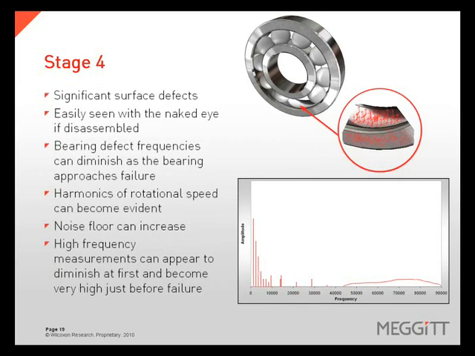In stage 4 of bearing failure, the surface defects are now significant and can easily be seen if disassembled. In this stage, bearing defect frequencies can diminish as the bearing approaches failure. Harmonics of rotational speed can become evident and the noise floor will increase. High frequency measurements can appear to diminish and then become very high just before functional failure.